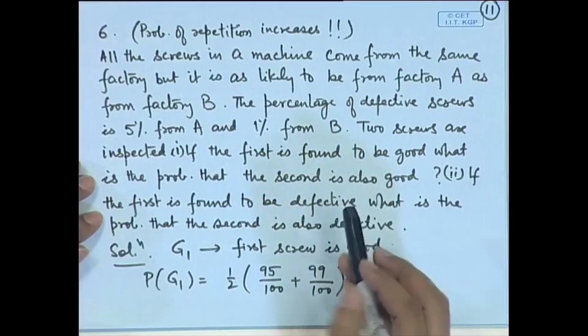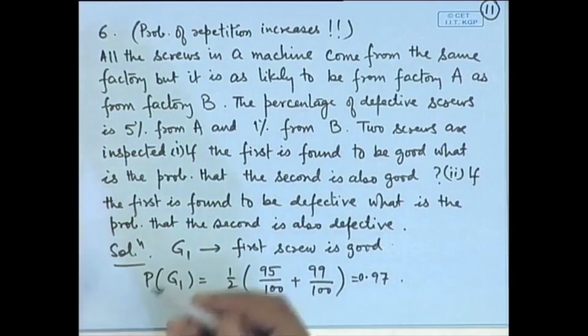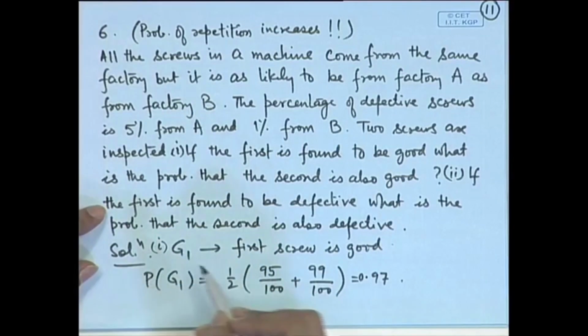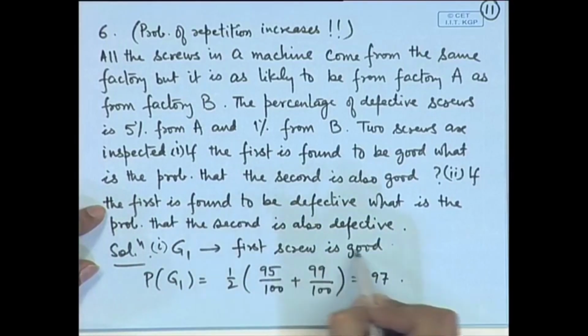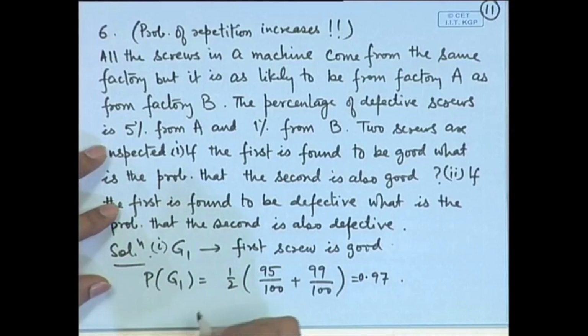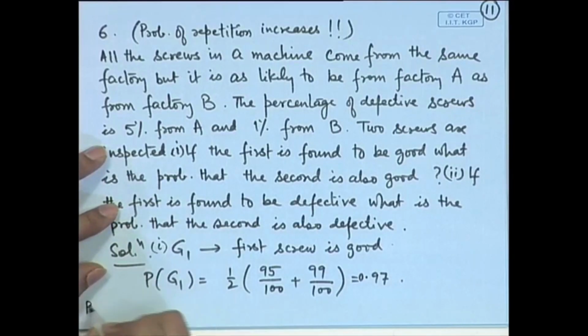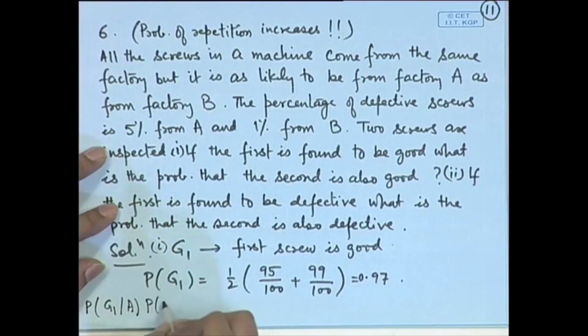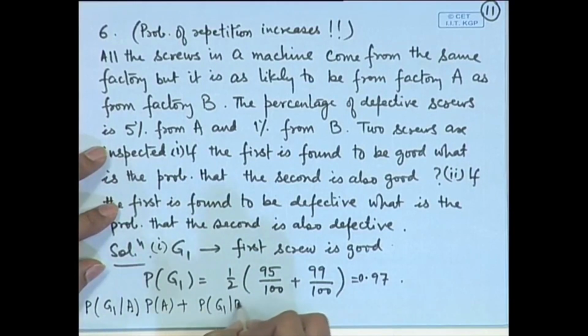In order to evaluate this, let us define the events. Let G1 denote the event that the first inspected screw is good. Then what is the probability of G1? By using the theorem of total probability, that all the screws came from A, probability of G1 given A into probability of A plus probability of G1 given B into probability of B. Now, probability of A and probability of B is half.